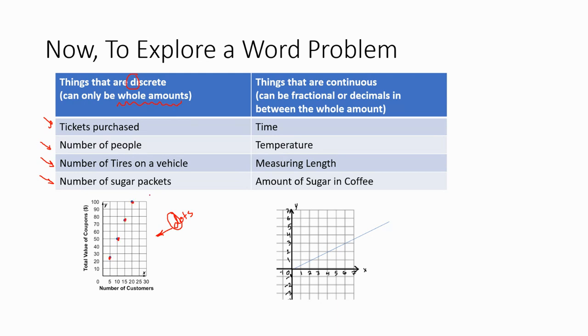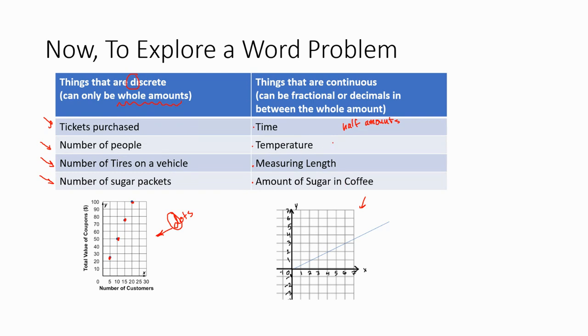Now, the opposite of discrete is continuous. Here's an example of a continuous graph and some examples of continuous things in word problems. Time, temperature, measuring length, amount of sugar in coffee. Notice all of these can be half amounts. So, like if I were to time how fast somebody can run the mile, that time would be in seconds and milliseconds, and all of those little amounts could be graphed.